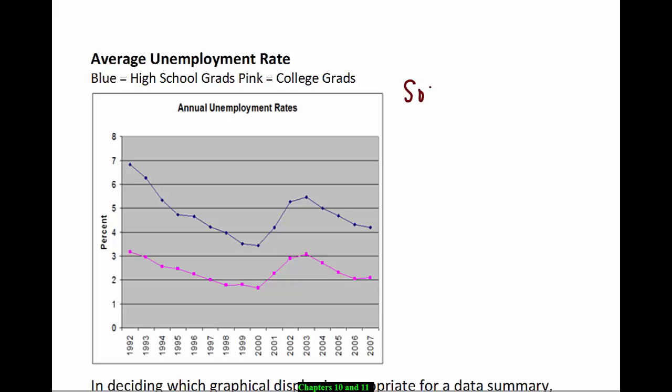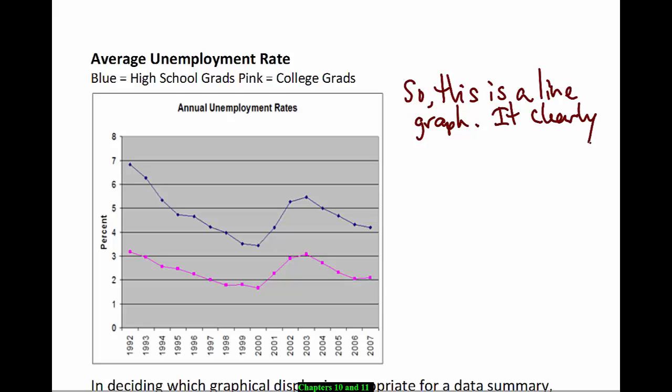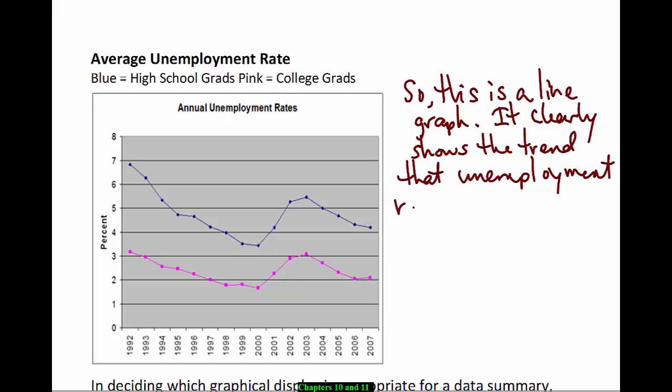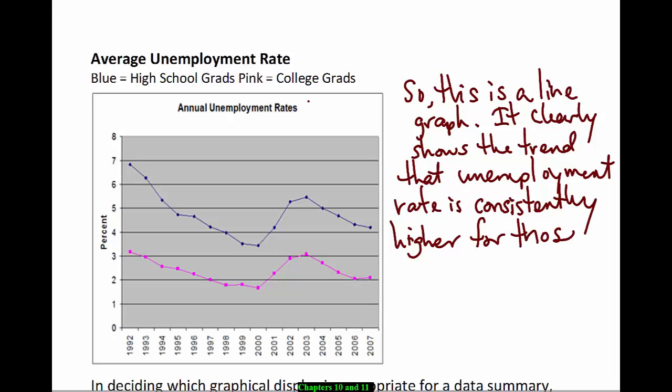So this is a line graph or line chart, whichever one you want to call it. It clearly shows the trend that unemployment rate is consistently higher for those with a high school degree.